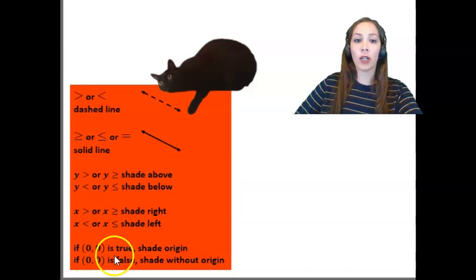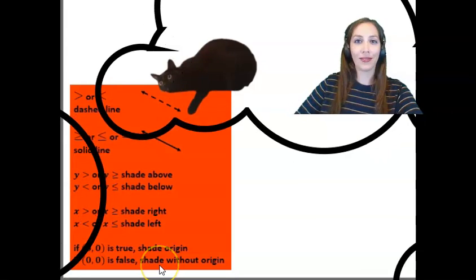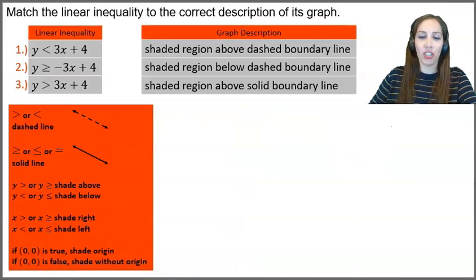If (0, 0) is true, you will shade the side that has the origin. If (0, 0) is false, shade the side without the origin. Now that we have Chloe's cheat sheet notes here, let's go ahead and look at each one of these problems.